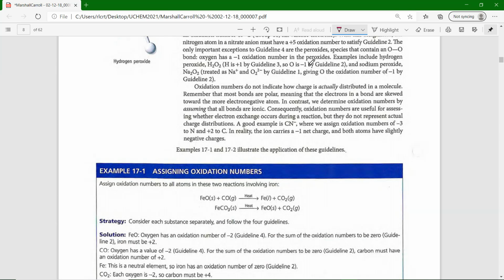Instead of rules, they talk about guidelines, right? Because hydrogen would be +1, so oxygen is -1. Sodium peroxide, sodium is +1, so oxygen is -1.